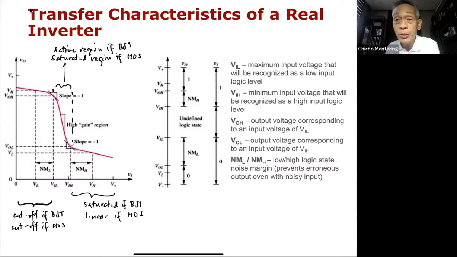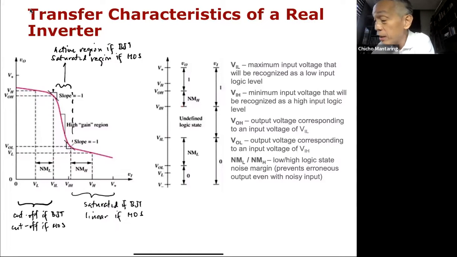Now, if this is used in digital, we don't use this portion. We don't use this portion in the middle. No? We only use it when it is cut off, or when it is either saturated if transistor or linear if MOS. No? So dito lang natin ginagamit dito sa area to and dito sa area to. So this middle portion, this is what we call the undefined logic state, because actually it's not used for logic circuits.